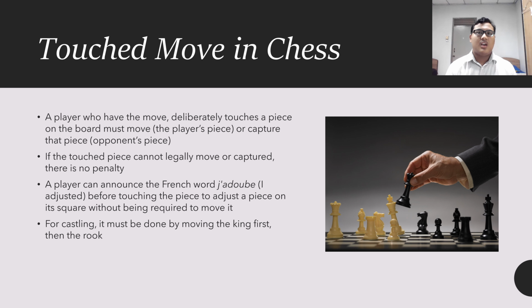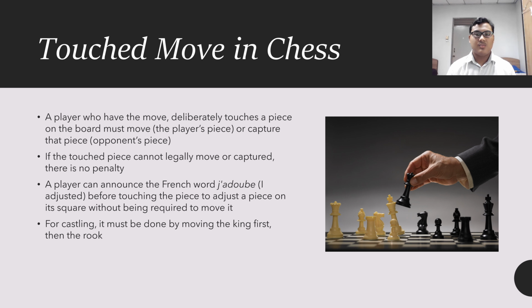So now I want to tell you about touch move in chess. A player who has the move and deliberately touches a piece on the board must move or capture that piece. So for example, if I touch my piece and it was my move at that time, I have to move that piece. Or if I touch the opponent's piece, then I have to capture it. But if the touched piece cannot be legally moved or captured, then there is no penalty. Which means if I cannot capture or legally move that piece, I will not receive any penalty even if I touch it.